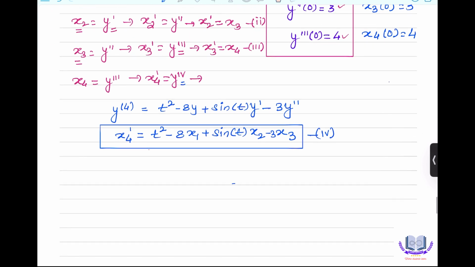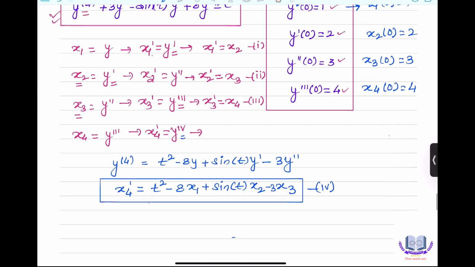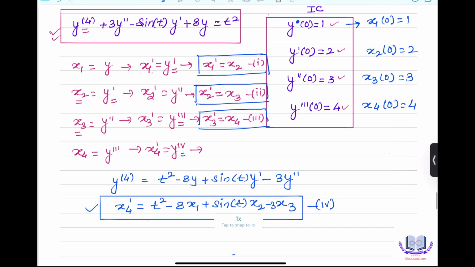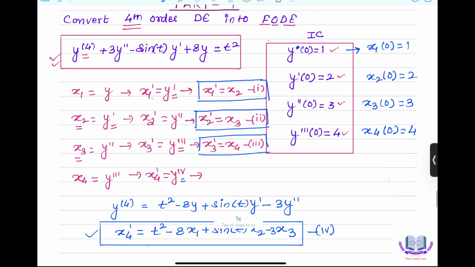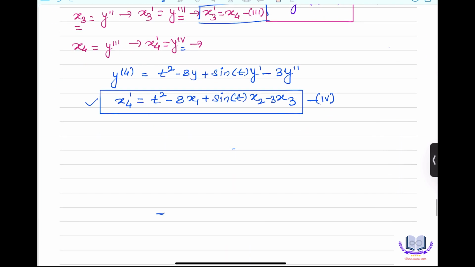So you have to write and combine all the equations, like this is the first equation, this is the second equation, this is the third equation, and this is the fourth equation, and the initial values you have to write. This is the conversion of fourth order differential equation into first order differential equation.